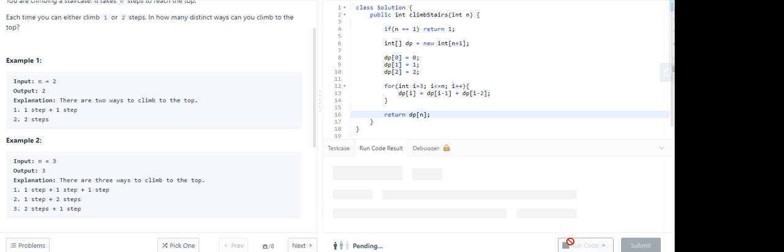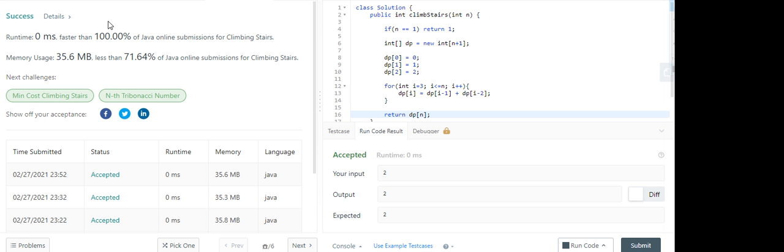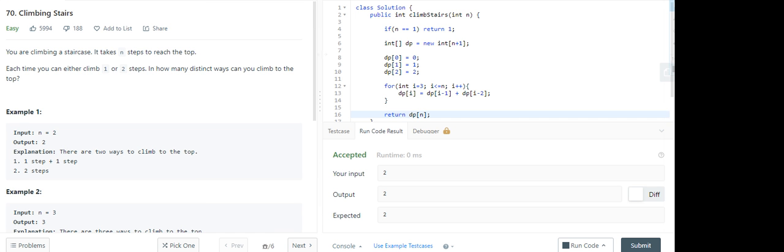So now let's run the code. Accept it. And it's a successful submission, faster than 100%. So as you can see, this is an easy DP problem, climbing stairs. You can take 1 step or 2 steps, and 'or' usually translates to addition. So you have to consider, can I take i minus 1 steps, or can I take i minus 2 steps, 1 step or 2 steps at a time. That basically dictates the formula.